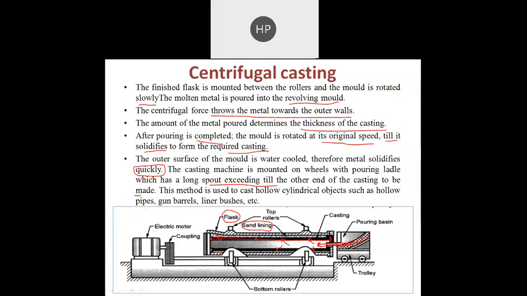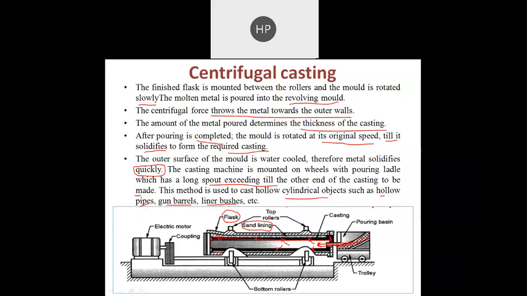That is the arrangement we require for centrifugal casting. This method is used to cast hollow cylindrical objects. As I told earlier, it is used to cast hollow cylindrical objects such as hollow pipe. It is also useful for making gun barrels and liner bushings, and there are many more products. These are some of the examples. Where we require a cylindrical hollow object, generally this process is preferred.